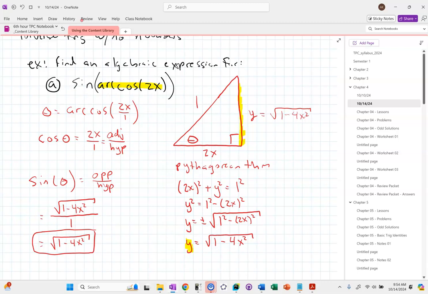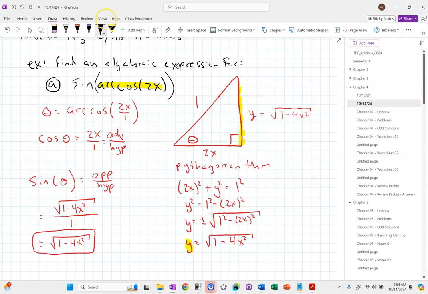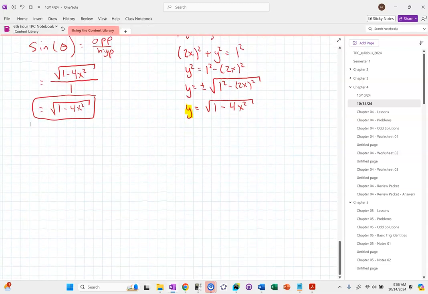Let's do another one like that, though. What do you guys say? It's a little bit trickier, because you have everything as an expression.